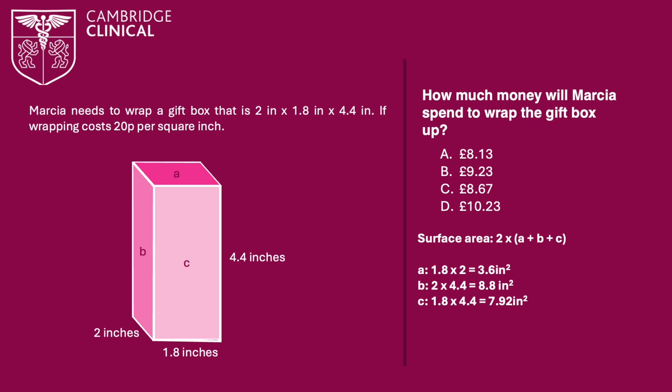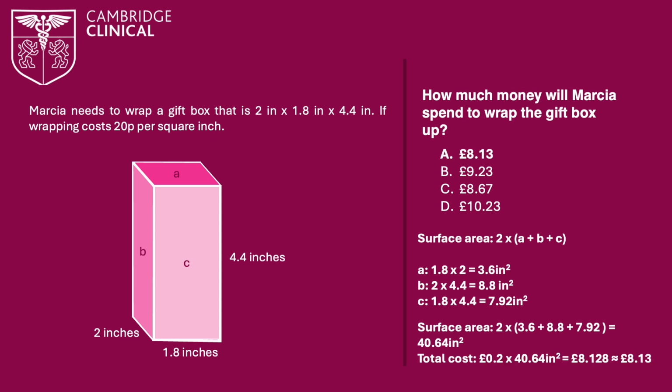When we add those up, 3.6 plus 8.8 plus 7.92 gives us 20.32 square inches. Multiply that by 2 to get the surface area, and we get 40.64 square inches. Now, we multiply that by the cost per square inch, which is 20p. So 40.64 times 0.2 gives us £8 and 13p. So the final answer is A.